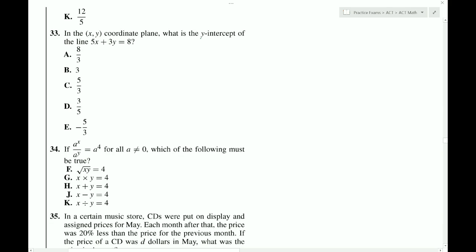In the xy coordinate plane, what is the y-intercept of this line? So 5x and 3y equals 8. We want to solve for y because that's the proper form to analyze the results. So we get 3y equals minus 5x plus 8. Then we divide by 3 in each and every spot, and we find y equals negative 5/3 x plus 8/3. This being the y-intercept.